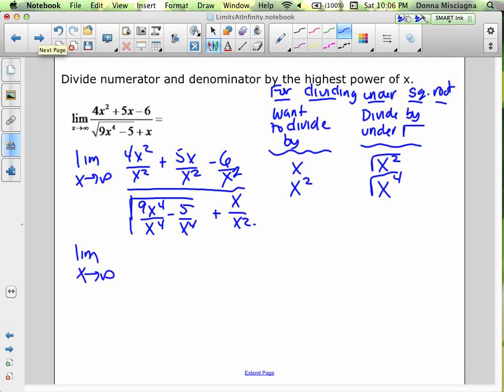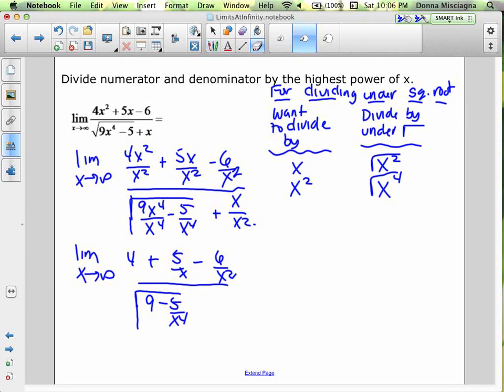4x squared divided by x squared, that's going to be 4. Plus, we're going to end up with a 5 over x and a 6 over x squared, divided by a square root of 9 minus 5 over x to the fourth. That's all under the radical. I'll just make it bigger. And that is not x times 4, that's x to the fourth. Let's make that exponent a little smaller. And then this would be plus 1 over x.